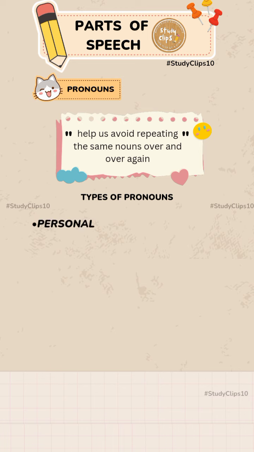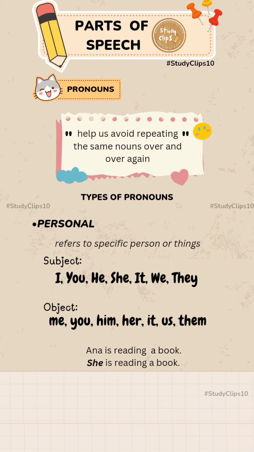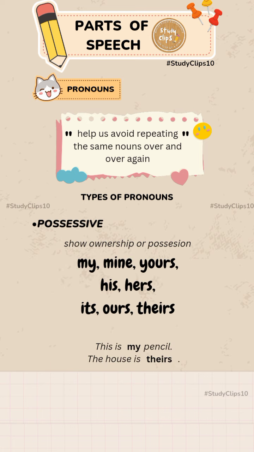First, we have personal pronouns, which refer to specific people or things. We have two kinds of personal pronouns: subject pronouns and object pronouns. Next are possessive pronouns. These pronouns show ownership or possession of something.